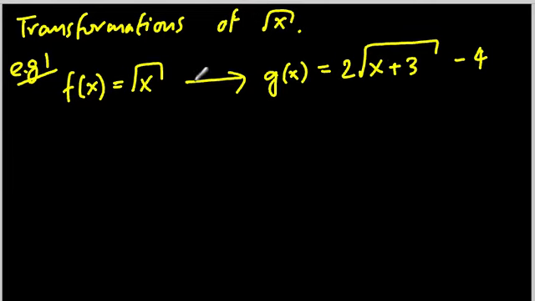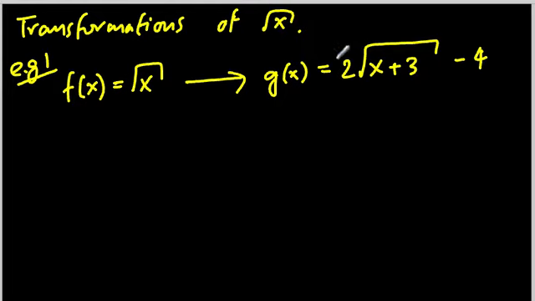Well, our clues are right here. Since it's the parent function, the simplest function, we can literally take a look at g of x itself and almost read directly off of it what the transformations are. So let me write them down.